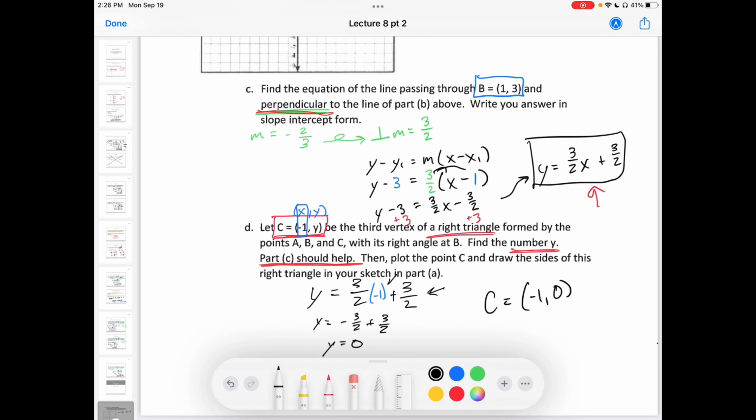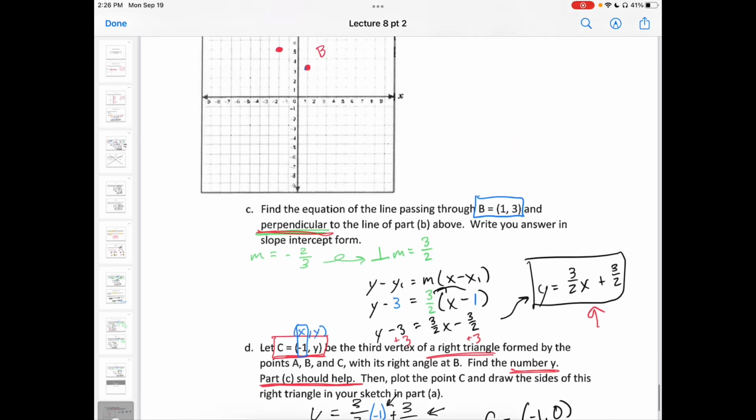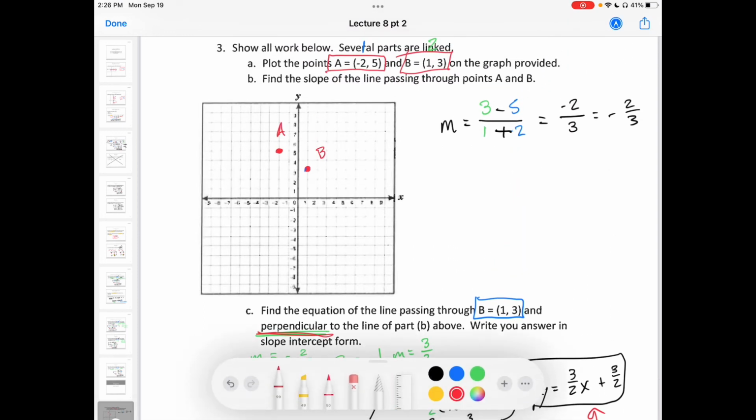The last thing that you guys need to do is go up and plot your point C and then finish drawing your triangle here. So I'm going to go up, plot point C at -1, 0. Make sure to label it. And then I'm going to just connect the dots here. And you guys can see there, at point B, I have created my right angle. And that is pretty much it. Hopefully this works now.